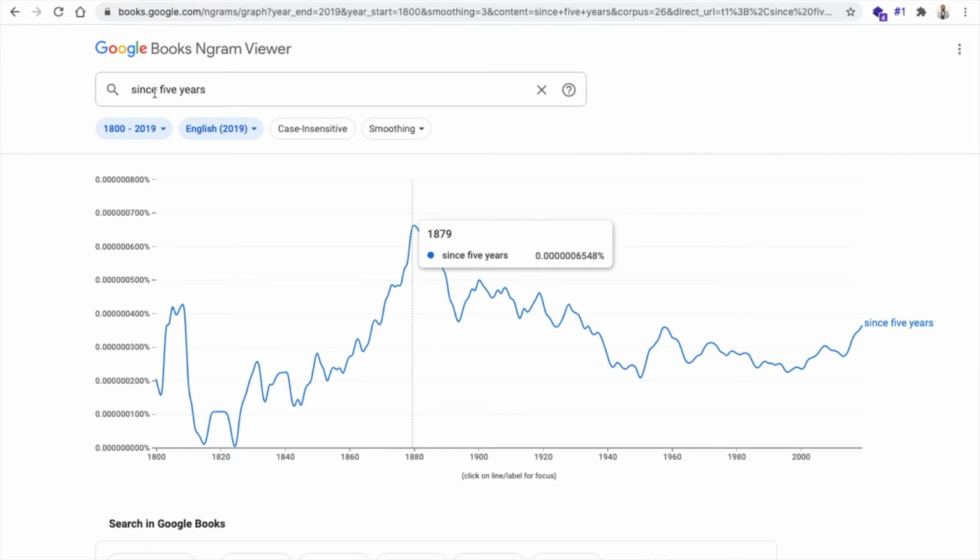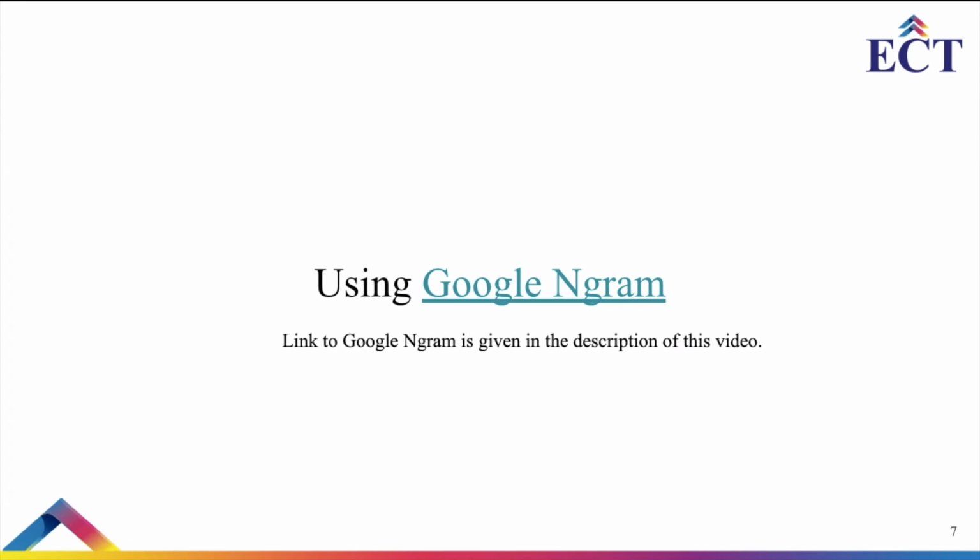Similarly, you can use other phrases on Google Ngram to find out whether the particular phrase that you are going to use has been used by other prominent authors or not. The link to Google Ngram is given in the description of this video. You can use that link and practice a few phrases to find out how you can use Google Ngram.